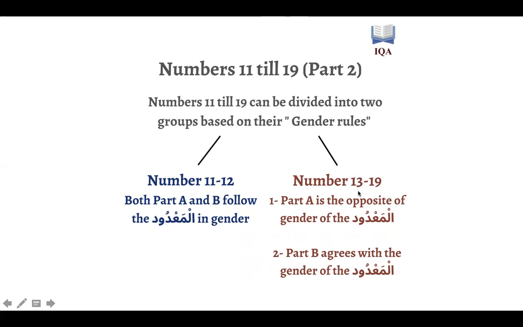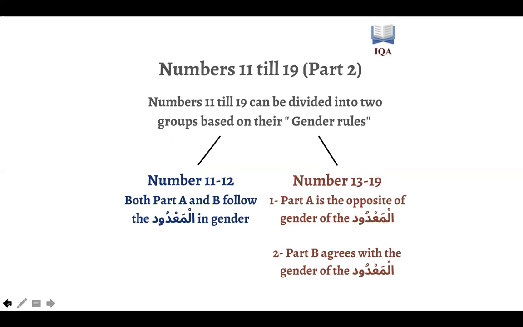Now, on the other hand, for numbers 13 till 19, part A is the opposite gender of the ma'adud, while part B is going to agree with the gender of the ma'adud. Part B is going to agree with the gender of the ma'adud.